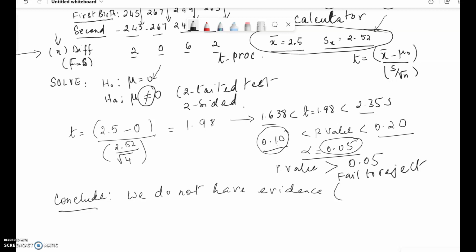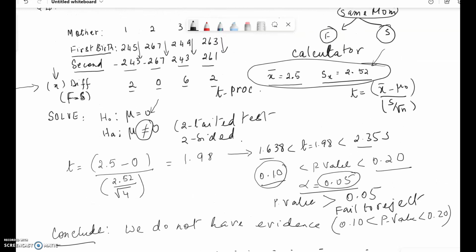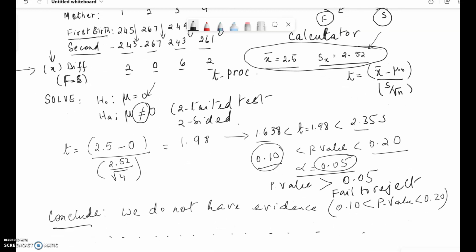And the minute you say the word evidence, 0.10 less than p-value less than 0.20, to prove that the gestational time, the difference in the gestational time, what we are trying to prove here, that there is no difference. We do not have enough evidence to prove that there is a difference in the gestational time of the first birth and the second birth. Just fill in the blanks based on the question.